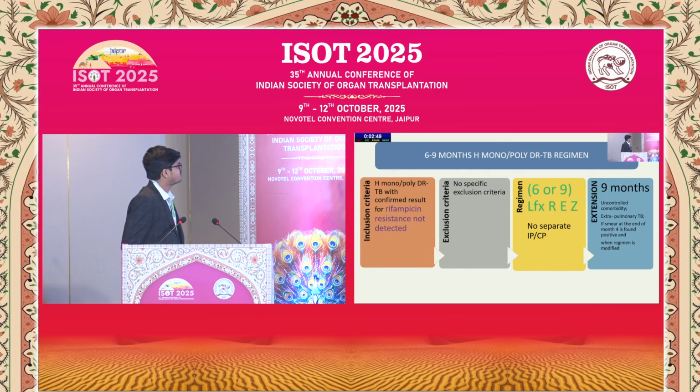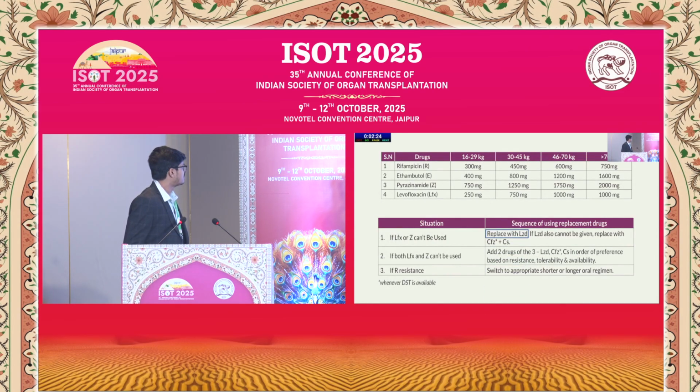This is the regimen for isoniazid mono or polydrug resistant tuberculosis. In that case, if the patient develops isoniazid resistance, we give 6 to 9 months of levofloxacin, rifampicin, ethambutol, and pyrazinamide. There is no separate intensive phase or continuation phase. We can extend the therapy to 9 months in case of uncontrolled comorbidities, extrapulmonary tuberculosis, if the smear at the end of the 4 months is positive, and when the regimen is modified.